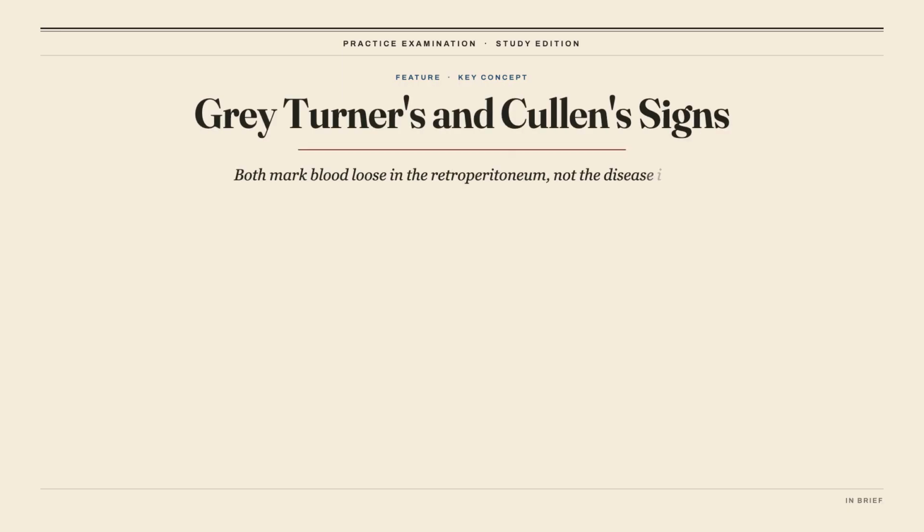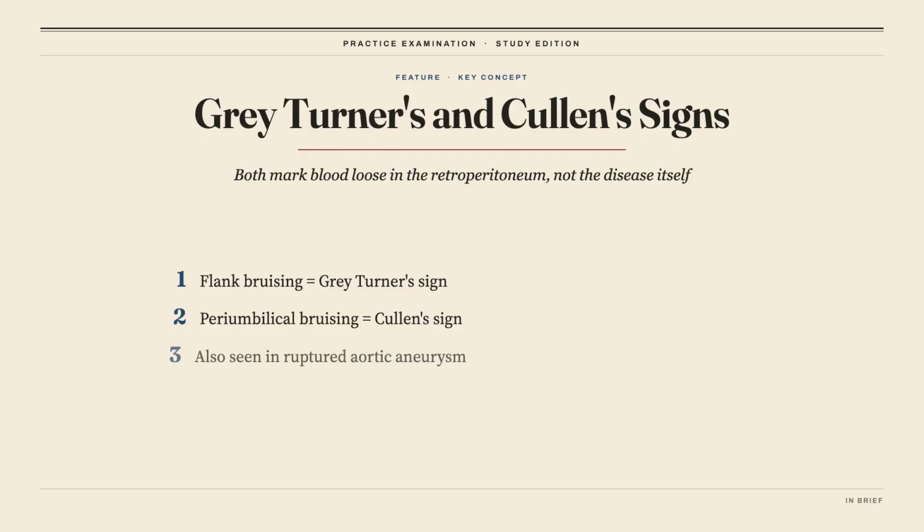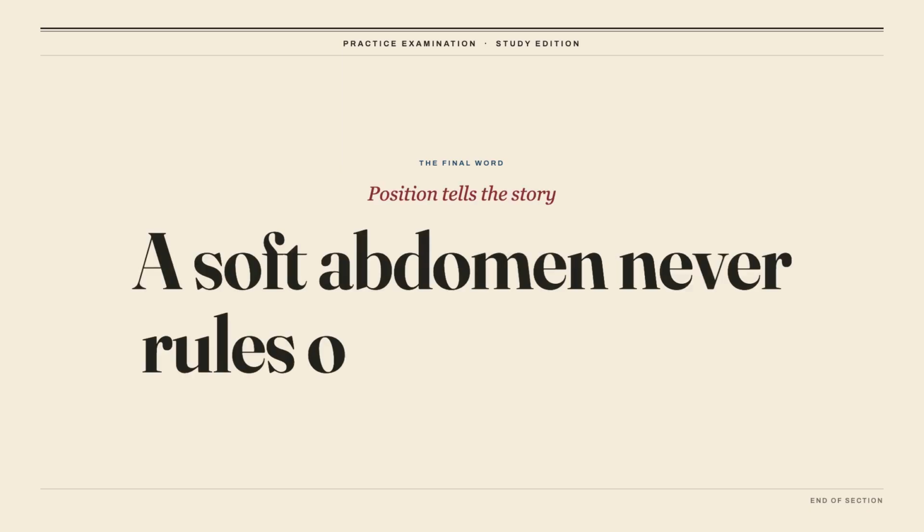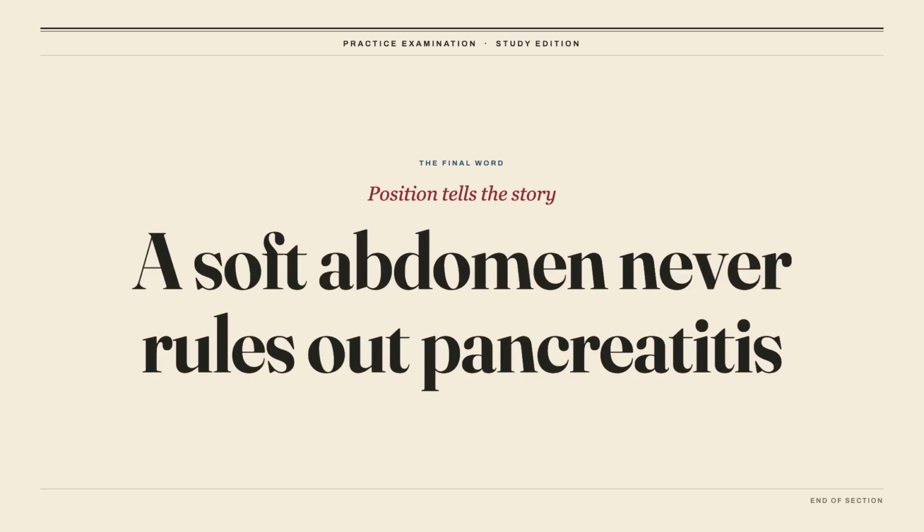Flank bruising is Gray-Turner's sign. Periumbilical bruising is Cullen's sign, and both simply mean blood is loose in the retroperitoneum. A ruptured aortic aneurysm bleeds into that same compartment and produces the identical signs, because the sign belongs to the space, not the disease. Unlike peritonitis, where patients lie rigid and still, the pancreatitis patient keeps repositioning, curling forward, hunting for relief. Watching what the body does is free diagnostic information.